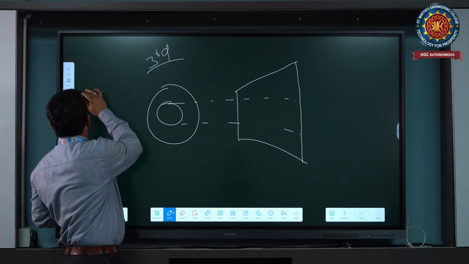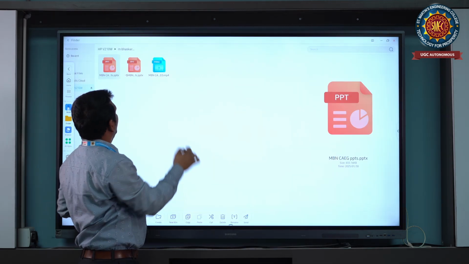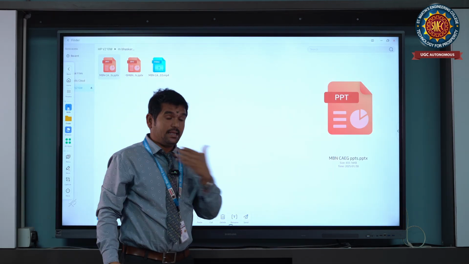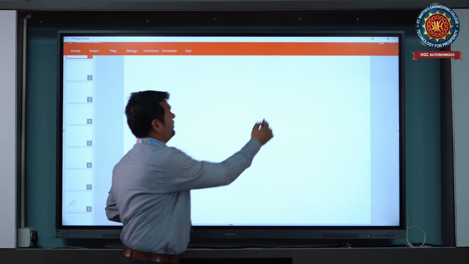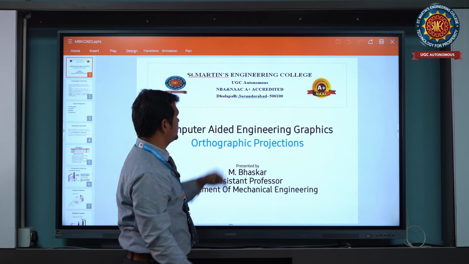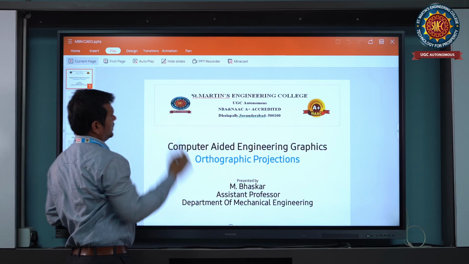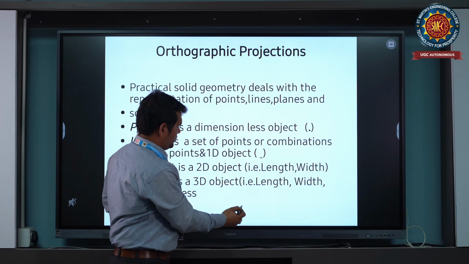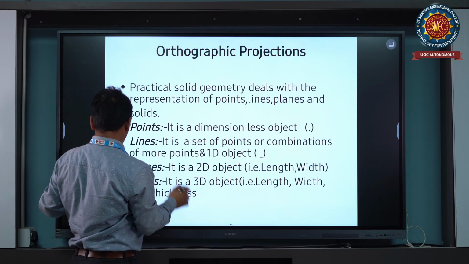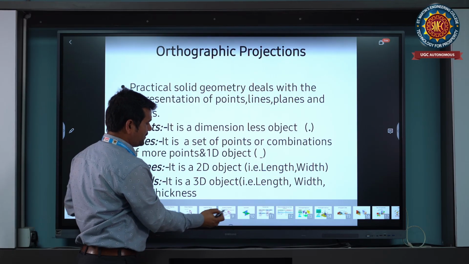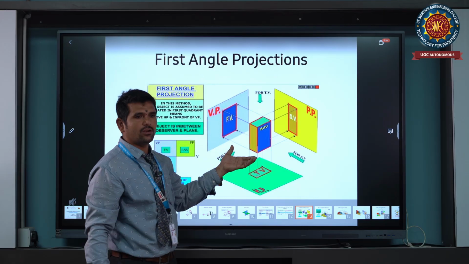Always see one more important thing. In the first angle projection as well as the third angle projection, the very important thing is what symbol they are going to use, right? Those are the important things we are going to discuss in the problem.